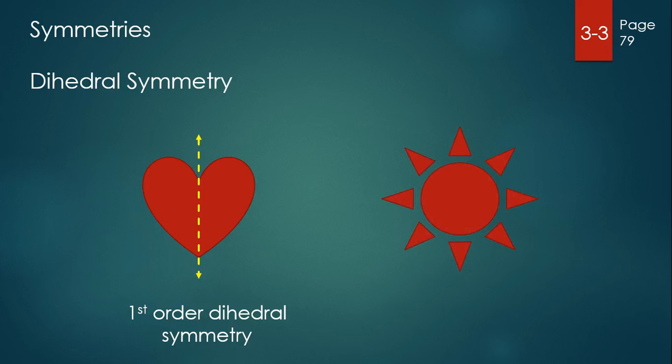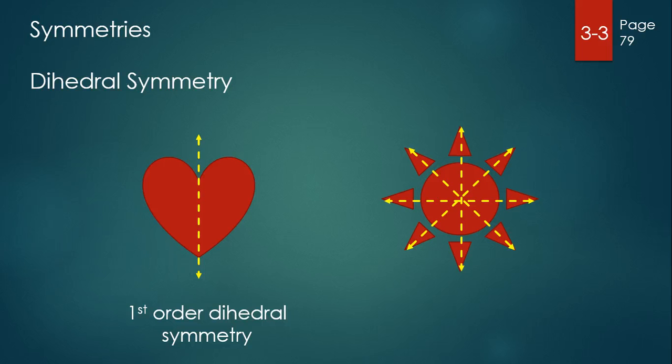How about this shape? How many lines of symmetry do you think it has? What is the order of dihedral symmetry for this shape? Well, certainly we have a line of symmetry here. We could fold the shape along this line and the two sides would match. And we have another line of symmetry here, so that's 2, and another here, and another here. So is that it? Is that all the lines of symmetry?